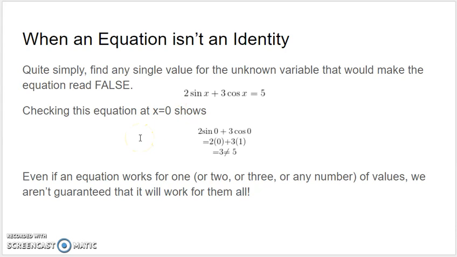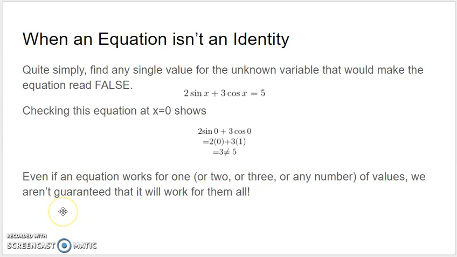On the other hand, you can have equations that aren't identities that still sometimes work. For instance, what if this had been 2? 2 sine x plus 3 cosine x equaling 2. That would actually be true at x equals pi over 2. That would be a value that makes this equation true. But it wouldn't work for every value x. And so to disprove that one, you would have to pick something other than pi over 2, and that would disprove it.